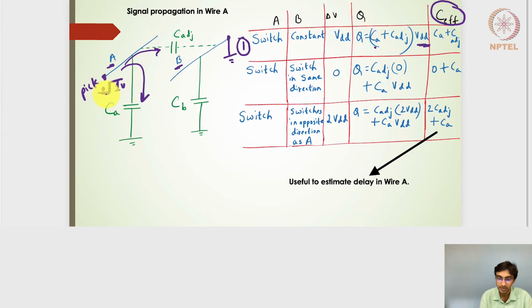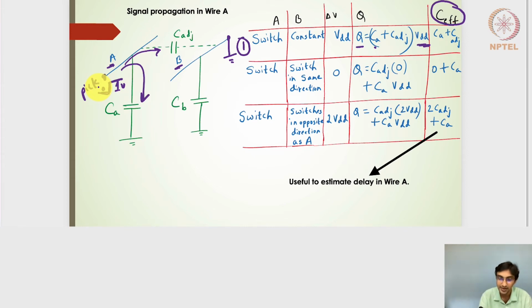Right. So what I'm saying is, if I have a step input here from 0 to 1 volts, then I will have to charge the CA capacitance. I have to charge the C adjacent capacitance. So the overall charge will be CA plus C adjacent. This particular 0 to 1 volts change will be brought by a driver circuit here, which will be driving this particular wire. Right, so the output of the driver circuit is connected by an interconnect to another circuit.